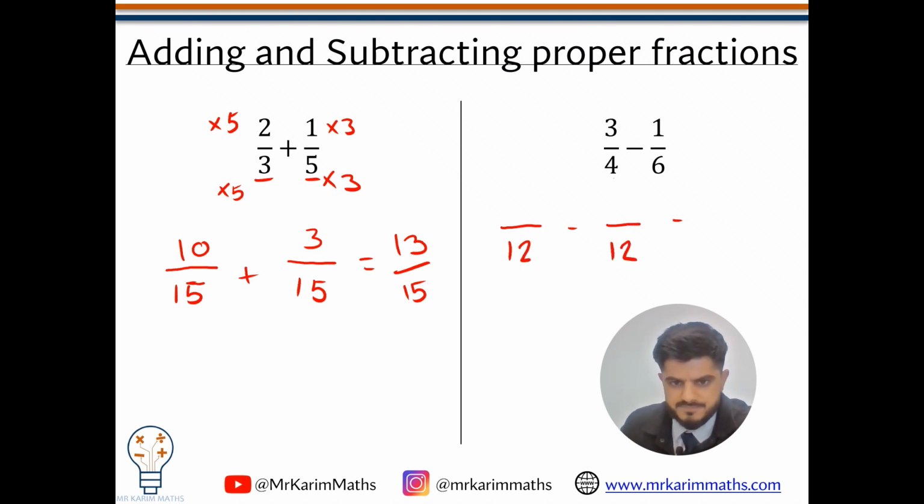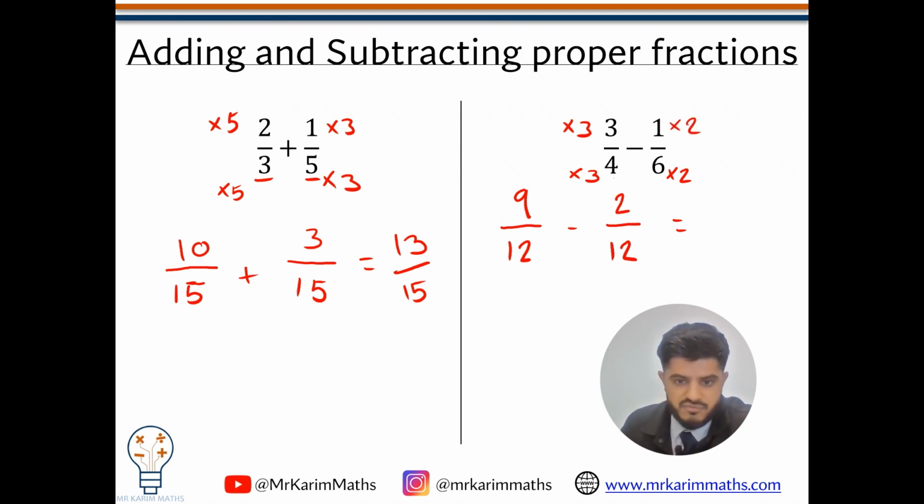out of 12. So what did we do to the 4 to get 12? We multiplied it by 3. Whatever I do to the bottom, I have to do to the top. So 3 times 3 is 9. Move to the second fraction. What did I do to 6 to get 12? I multiplied it by 2. Whatever I do to the bottom, I do to the top. 1 times 2 is 2.